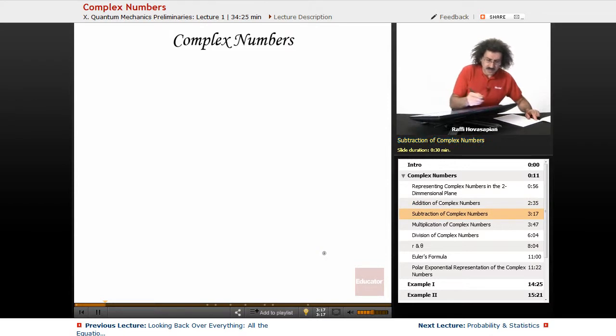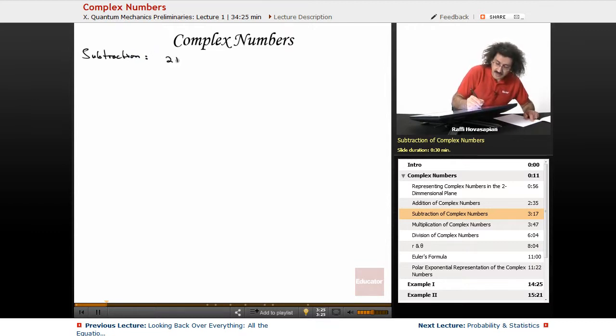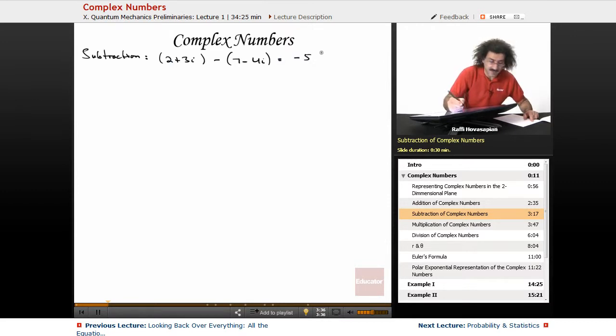Okay. So let's talk about subtraction. It's the same exact thing. You're just going to be changing some signs. So subtraction, let's do the same thing. Let's do 2 plus 3i. This time we'll subtract 7 minus 4i. And once again, you're just going to go 2 minus 7. So you have minus 5. And you have 3i minus a minus 4i. So you get plus 7i. That's it. Nothing very strange about it.